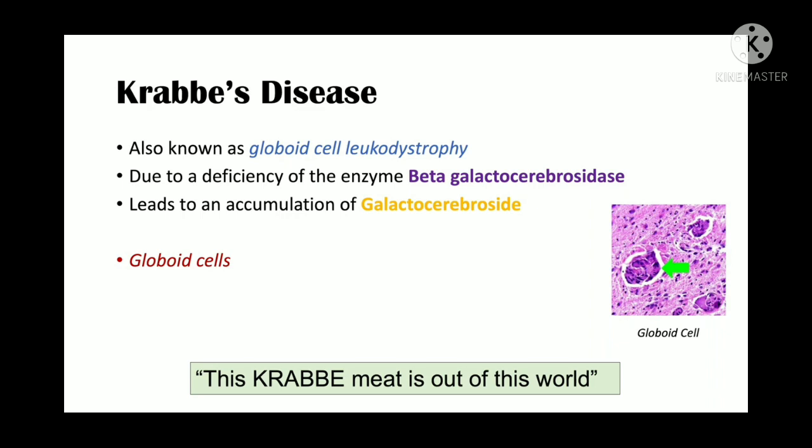Globoid cells, so it's gonna help you remember galaxy, the word galaxy, and the galaxy is out of this world. So again, this crab meat is out of this world. The world is going to help you with globe or globoid cells, and out of this world is gonna help you remember galactocerebrosidase. Galacto is galaxy. Just think of that.